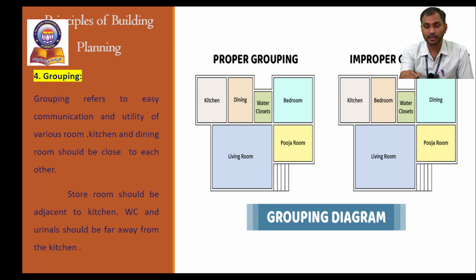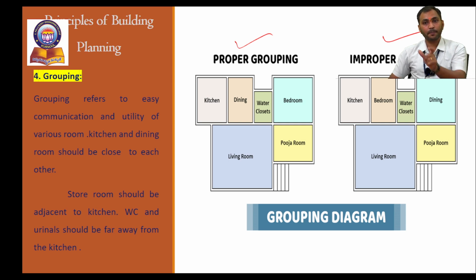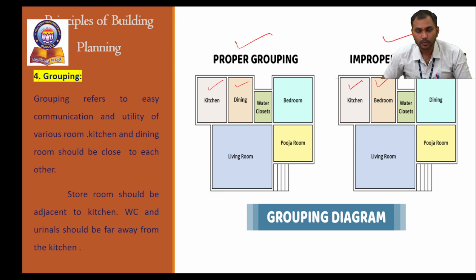You just observe here, two figures are there: proper grouping and improper grouping. Is there any difference? You just observe, same land area, same dimensions of rooms. But in proper grouping and improper grouping, is there any change? Observe here, kitchen and dining room here. Next, in the other part, kitchen and bedroom are there. Sir, we have just discussed this. As per Vastu Shastra, the kitchen should be placed in the Agneya part. After the kitchen, we have to provide the master bedroom.